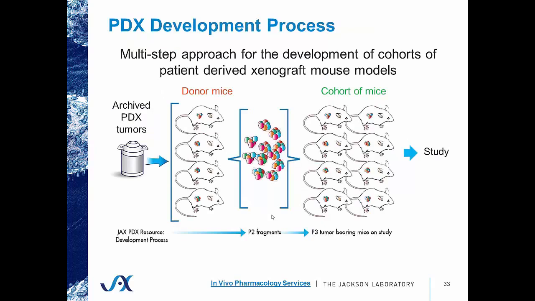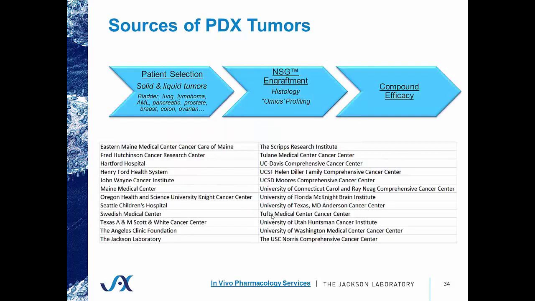So to generate cohorts of mice that are ready to be placed on study, we take those archived PDX tumors and implant them into donor mice, which are P2 mice. We allow those tumor fragments to grow, and then we'll take those P2 fragments and implant them into NSG mice that are then P3 tumor-bearing mice that can then be placed on study.